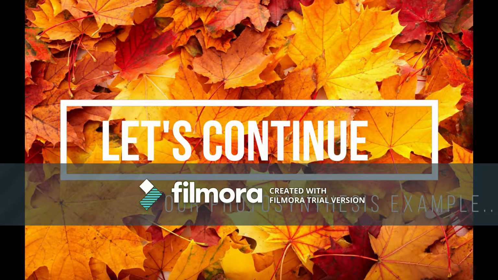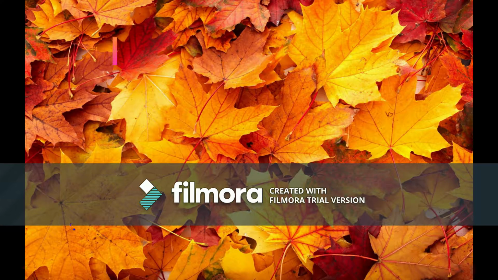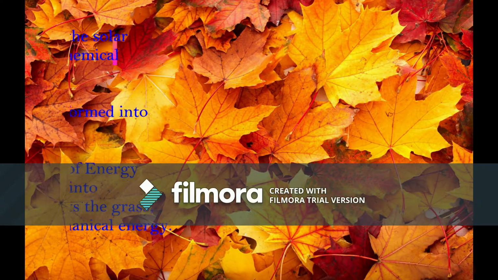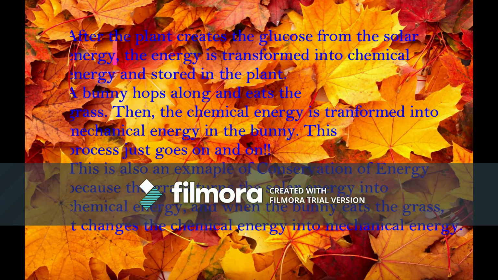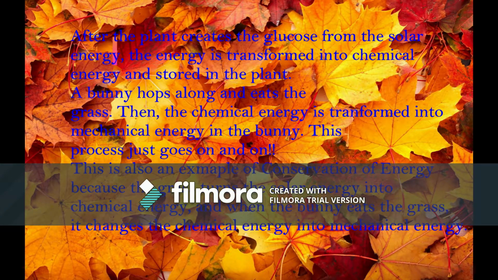Let's continue the photosynthesis example. After the plant creates the glucose from the solar energy, the energy is transformed into chemical energy and stored in the plant. A bunny hops along and eats the grass. Then the chemical energy is transformed into mechanical energy in the bunny. This process just goes on and on.